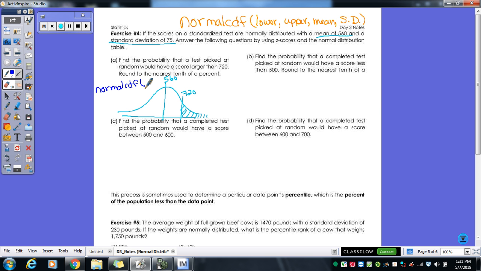And when you use normal CDF in your calculator, you got to write down what you're typing in because that's going to be your work shown for these ones. So as I said, we need lower bound, upper bound, mean, and standard deviation. So for this problem, our lower bound is the 720 because that's the lowest part where the shading is. So we're going to put 720 in there. Since this one continues off the bell curve and we kind of really don't know where it ends, you kind of have to exaggerate your upper bound. So I just generally write 5 nines in there. So 99,999. You got to pick a ridiculously large upper bound for that. Our mean is 560, and our standard deviation in the problem is 75.